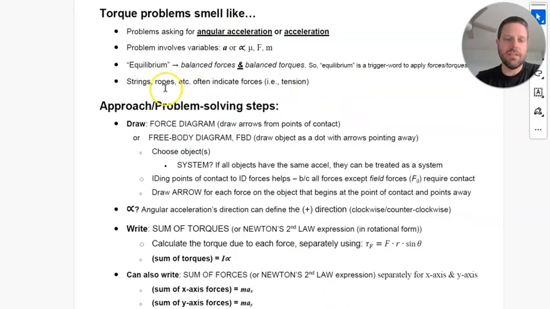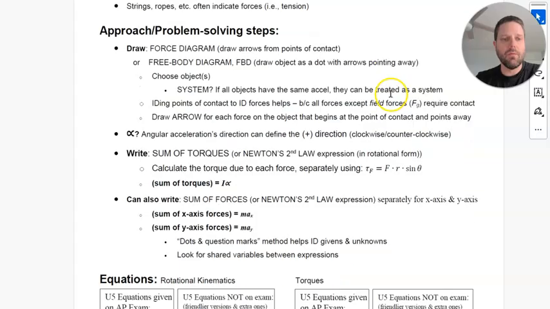And you'll often see systems like pulleys and things like that that have strings and ropes in a lot of torque problems. And what we're going to do, just like force problems, is draw a force diagram. We could get away with the free body diagram, which we draw all the forces acting from a single dot back in the force unit, but we're going to probably want to do force diagrams in this unit because where those forces are acting, the point where those forces are being applied, is really important to torques.